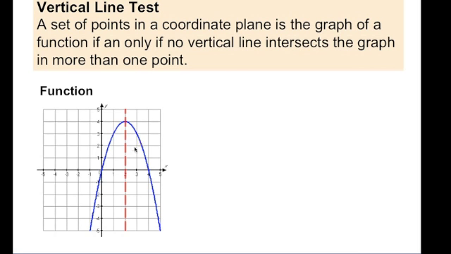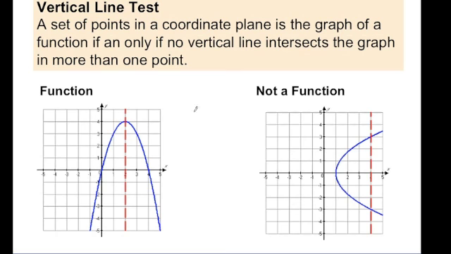Okay, this one is a function. We see the vertical line only goes through it once. And even if we kept drawing a variety of vertical lines, it would still only go through it once. For this one, it's not a function. This vertical line, or this one, there are several that would cross it twice. So this would not be a function. That's the vertical line test. Works great if you have a graph.